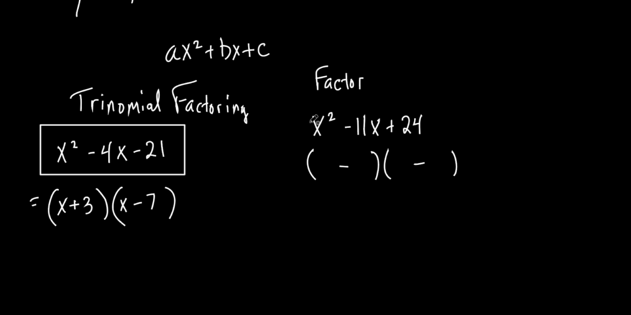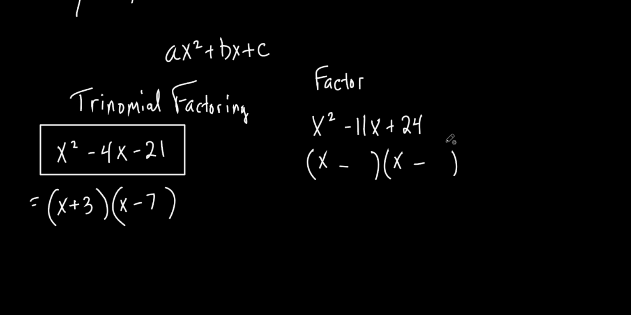Now, what times what is x squared? x and x. Now, this is where the thinking comes in. You've got to think, what times what is 24, and you could get a negative 11 out of it if you add them. 8 times 3, right. 24 times 1, there's no way you're going to get a negative 11, right? 2 times 12, that's a little closer, but is there any way to get an 11 out of a 2 and a 12? No. And what's the only other option? 3 times 8, 8 times 3.